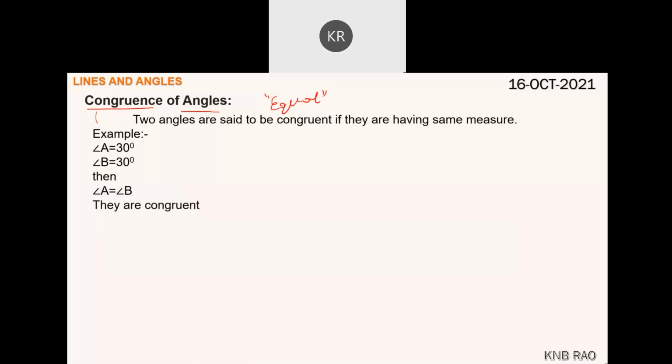Is it clear? We will learn complementary angles and supplementary angles in the day after tomorrow's class.